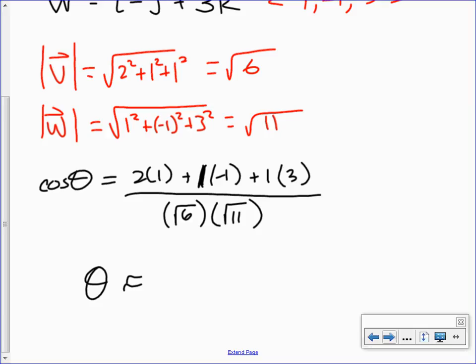Let me clean this up. This is 4 over root 6 root 11. Actually, 6 times 11 is 66. You could just put 4 over root 66, right? 4 over root 66.